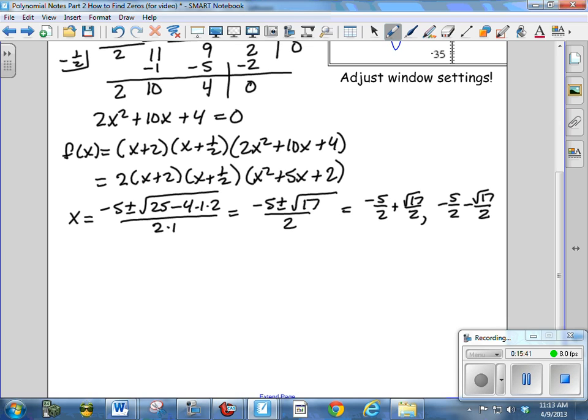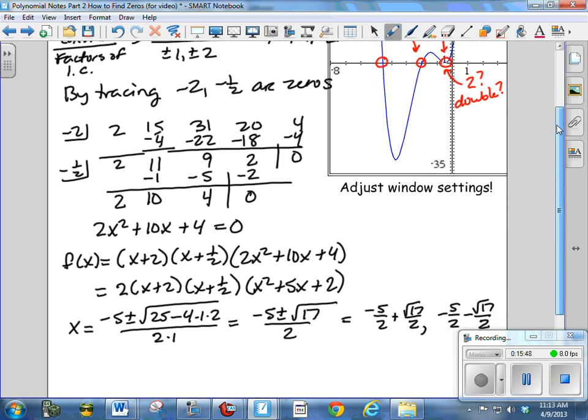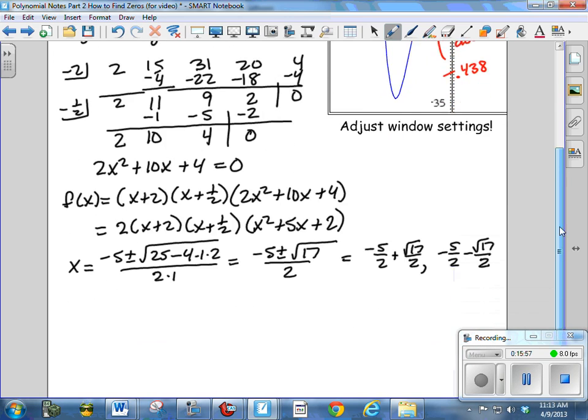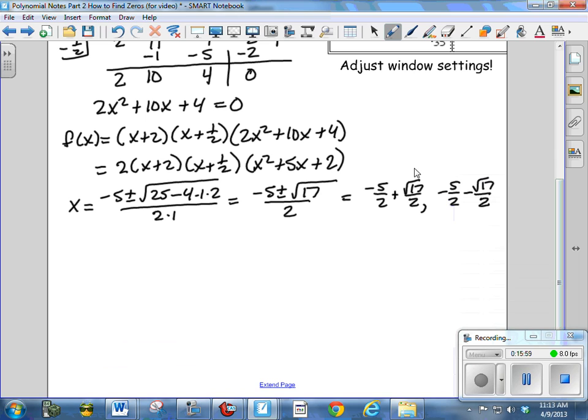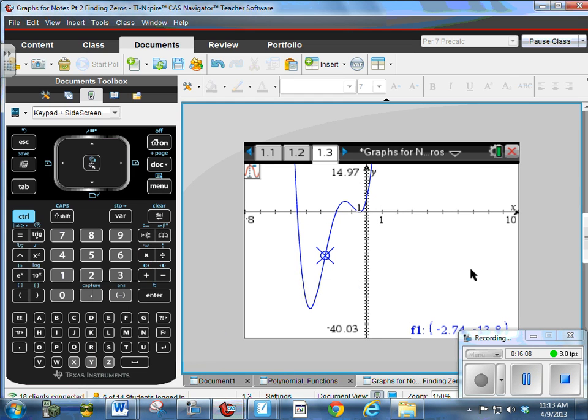So let's just check one of those numbers. If we go back to our calculator, well, when we traced this, we found out that the 0 here was negative 0.438. That was one of the ones. That would be the smaller of the two negative numbers, so that would be this one right here. So I'm going to just do a quick calculation. Negative 5 halves plus the square root of 17 over 2. Actually, now that I'm in the trace mode, I could just type that in while I'm tracing.